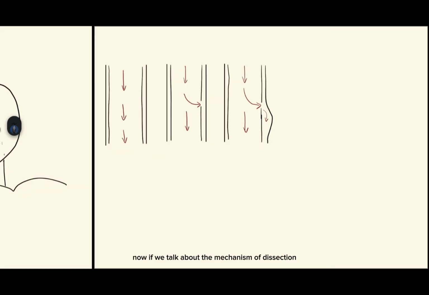Now, if we talk about the mechanism of dissection, there are three distinct pathological mechanisms that can take place. But the fundamental process is that there is separation of the media layer by blood, generally with formation of a hematoma or a false lumen. The three distinct pathological mechanisms are as follows. First, there is the creation of a false lumen.